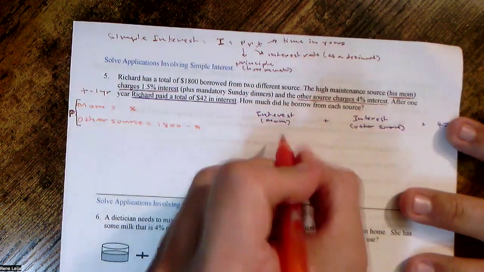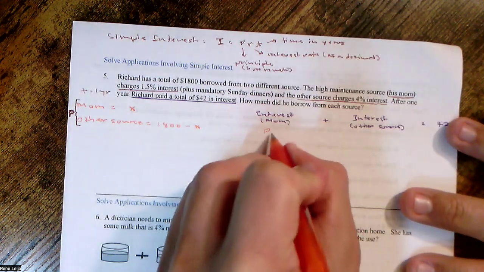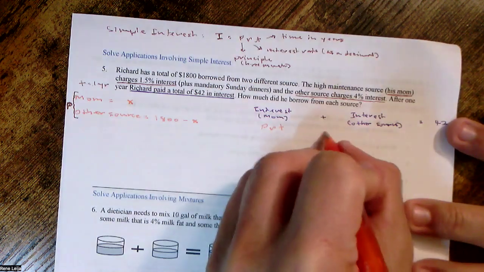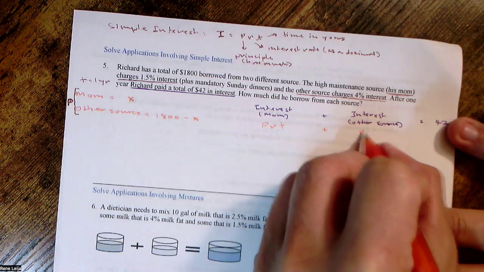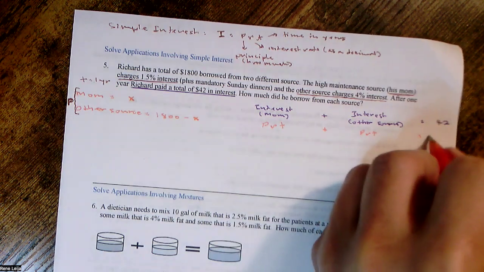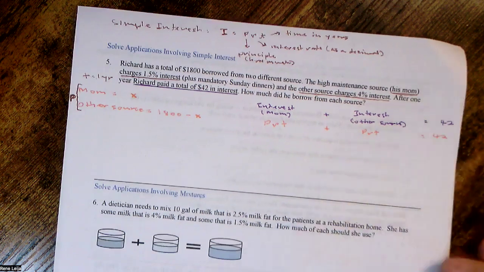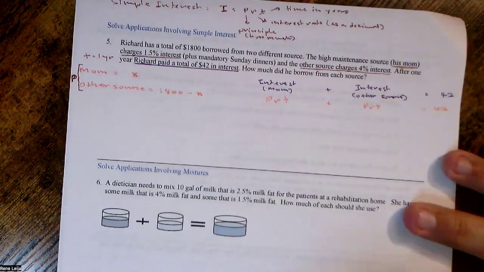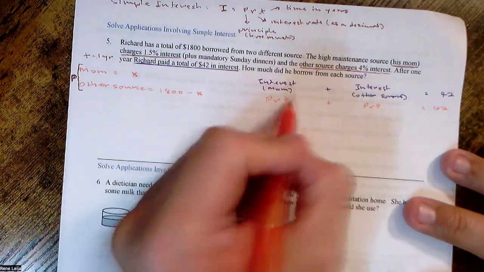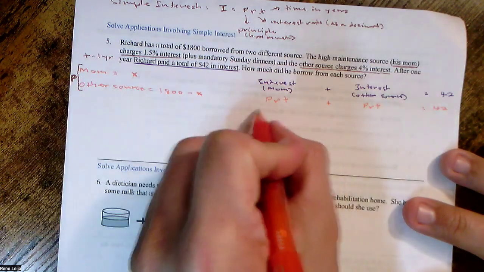Okay, so we're going to plug in PRT, the interest from mom, and then the PRT, the interest from the other source. That has to total 42. All right, now here we go. P, this is mom, the interest for mom. The interest is going to be X.